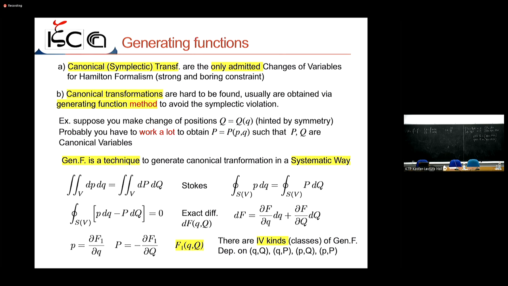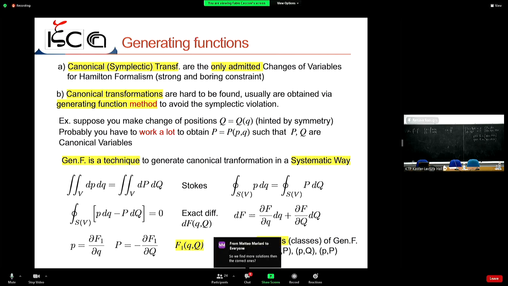Okay, and so there is a technique to avoid these mistakes, okay? And the technique is using a generating function when you are dealing with Hamiltonian systems. So canonical transformations are, I repeat, the only admitted change of variable in Hamiltonian systems. Canonical transformations are hard to find. Because in this case, you see that I made a mistake, and so we find more solutions than the correct one. We find the wrong solution, I would say. Something that is unphysical, basically.